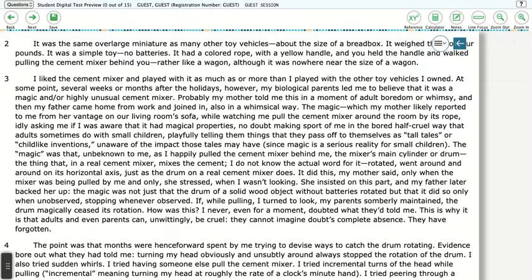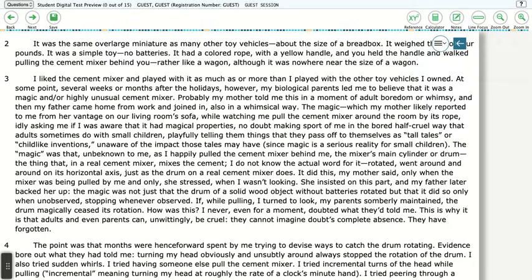The magic was that, unbeknown to me, as I happily pulled the cement mixer behind me, the mixer's main cylinder or drum, the thing that, in a real cement mixer, mixes the cement, I do not know the actual word for it, rotated, went around and around on its horizontal axis, just as the drum on a real cement mixer does. It did this, my mother said, only when the mixer was being pulled by me and me only. Me and only, when she stressed, when I wasn't looking.